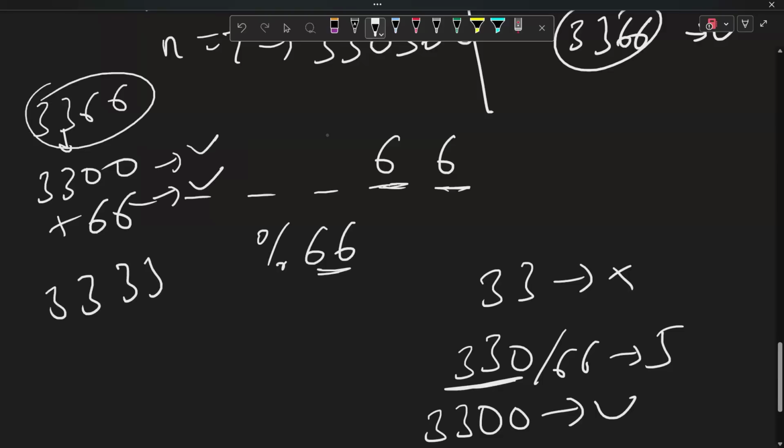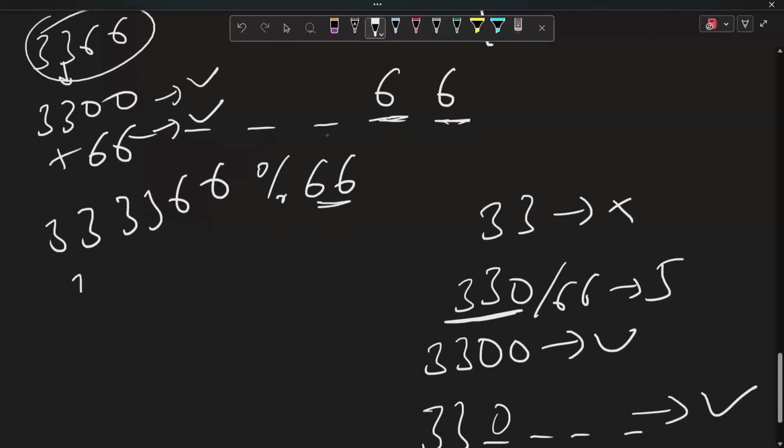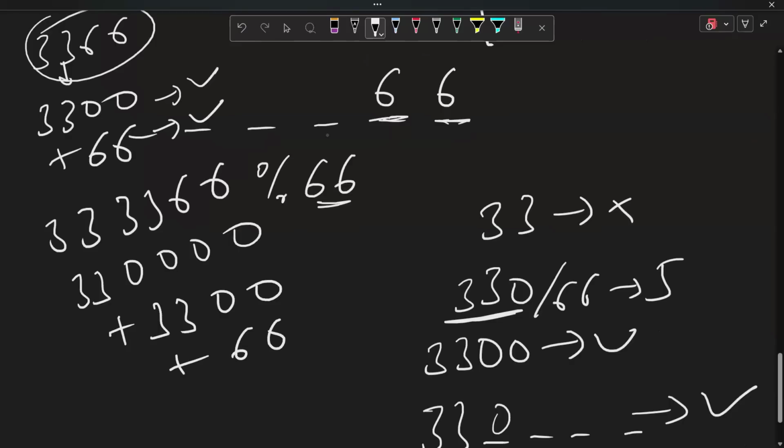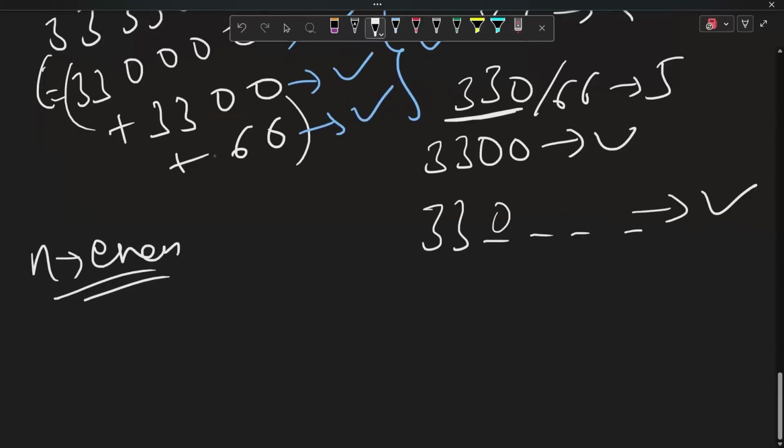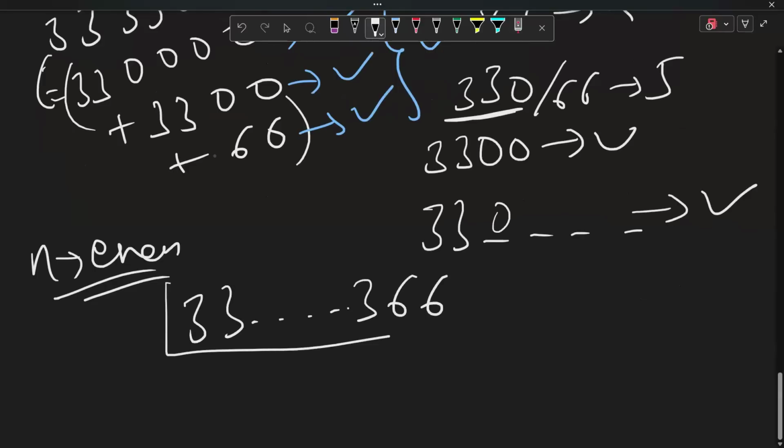If you write 333366, this can be broken down into 330000 plus 3300 plus 66. You can see that this is divisible, this is divisible, this is divisible. So the overall number is also divisible. So whenever n is even, we have pairs of 33 and at the end we have a 66. So for the even case, when n is even, we would have this kind of pattern, 3 3 3 3 3, and at the end we have 6 6. This would be our answer.